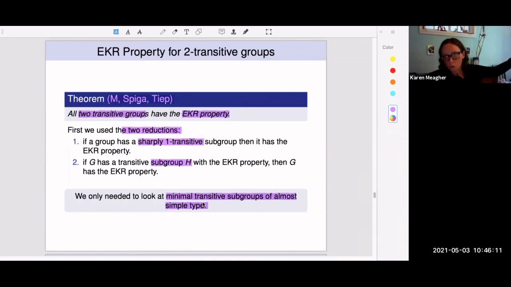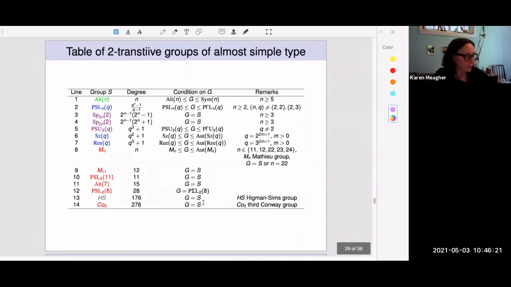So we have the whole world of two-transitive groups, a bunch of them go away, and then we only need to look at this smaller family. And what happens is these groups are entirely known. So here's my little picture. I'm running out of time, but we'll see how it goes. This list of groups were the only groups we had to check.